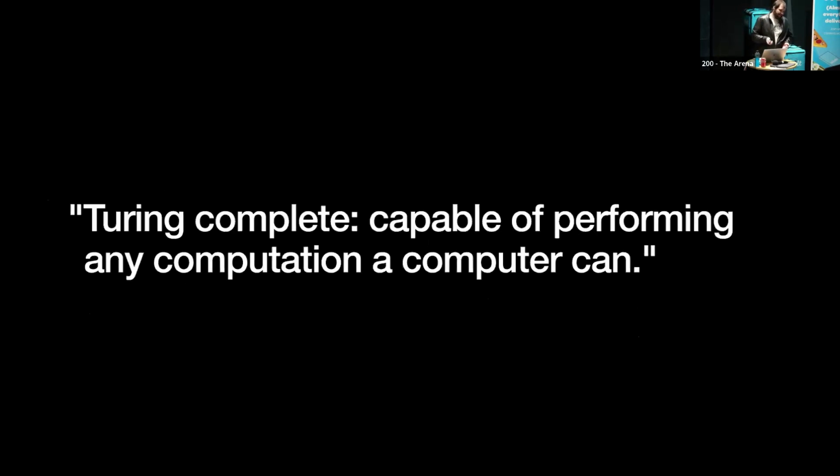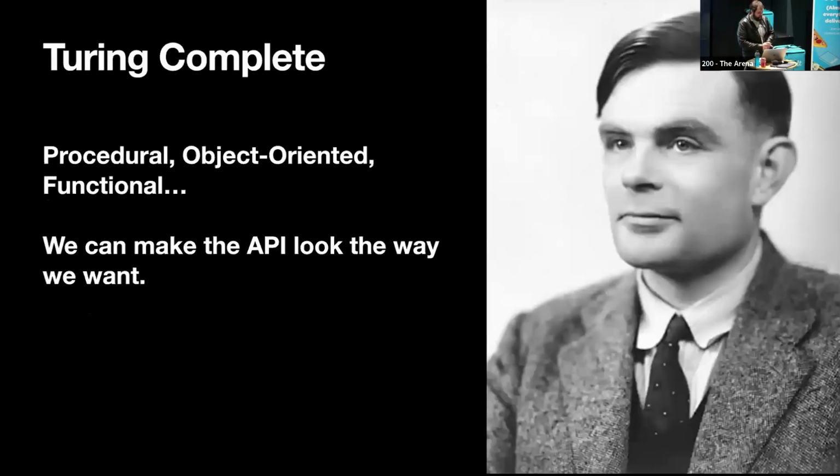As we know, Swift is Turing complete, which means it's capable of performing any computation a computer can, right? So if it's a C-based framework, we can play with it. We can make it really convenient for us to use. And we can make it procedural. From procedural, we can go to object-oriented, for example.